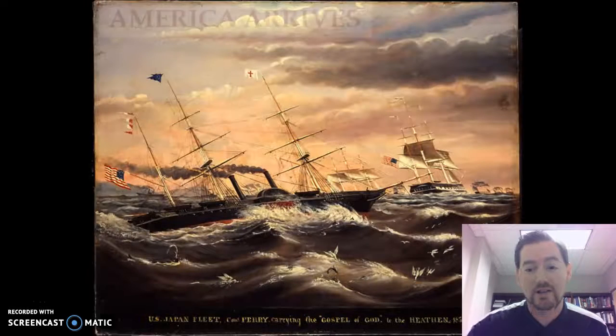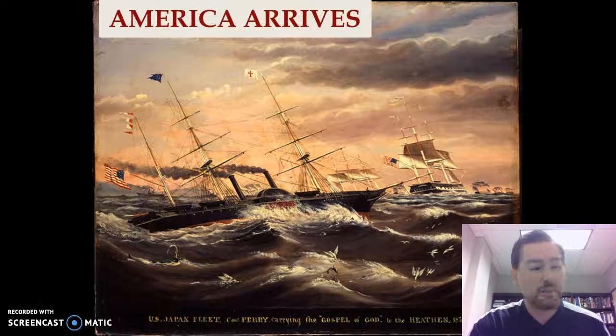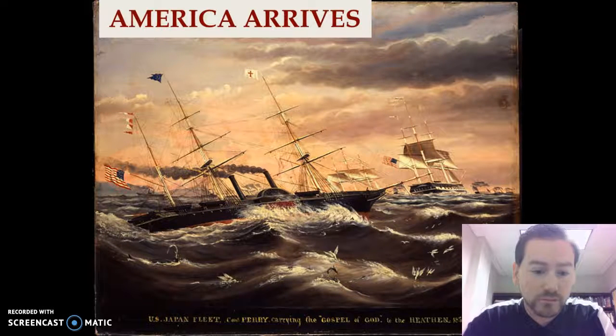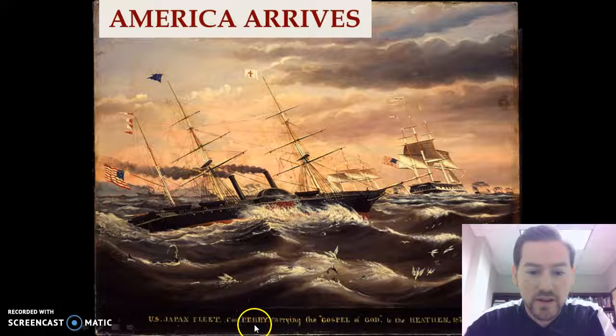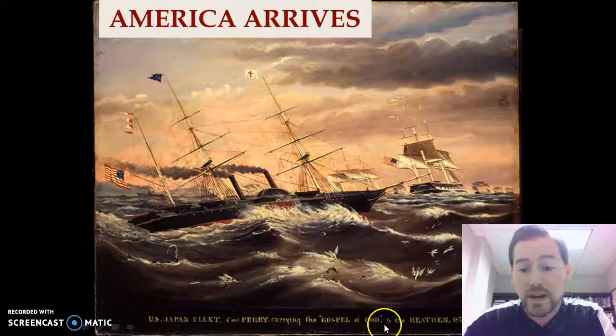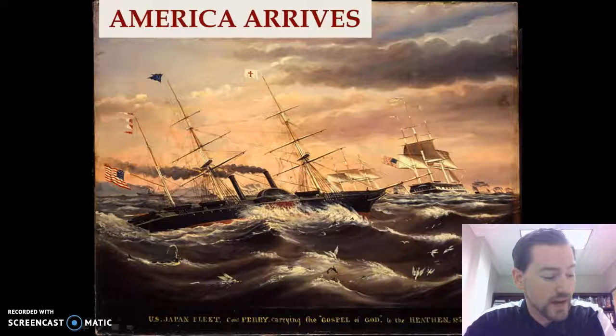But what's going to happen here in the 1850s is that the United States is going to arrive. And so this is a painting of Matthew Perry's ships, and you can see at the bottom it says U.S. Japan Fleet, Commodore Matthew Perry, carrying the gospel of God to the heathen, 1853. The Japanese had never seen ships like this before.